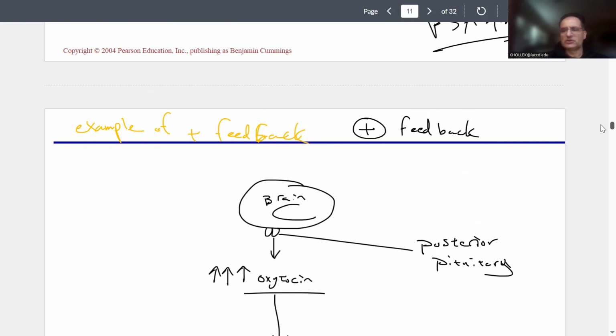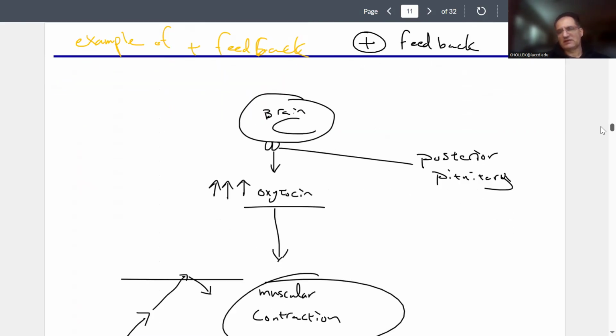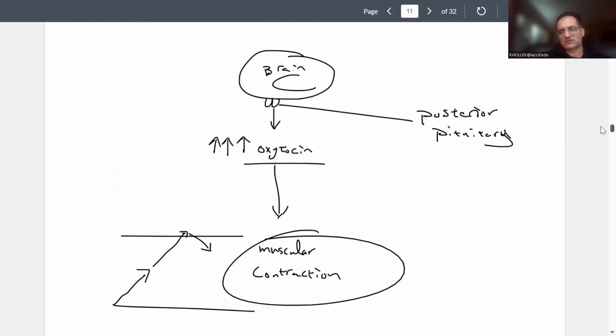So a good example of the positive feedback is posterior pituitary producing oxytocin. This is a hormone. And increased level of oxytocin is going to cause the muscular contraction of the uterus during giving birth. This is also known as the hormone of love. So basically, you are contracting and contracting the uterus so the baby is able to come out.